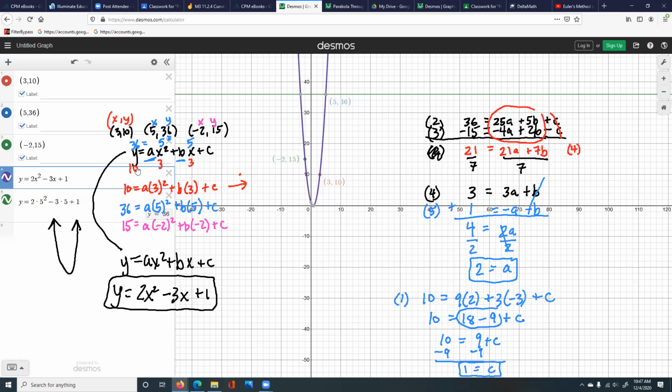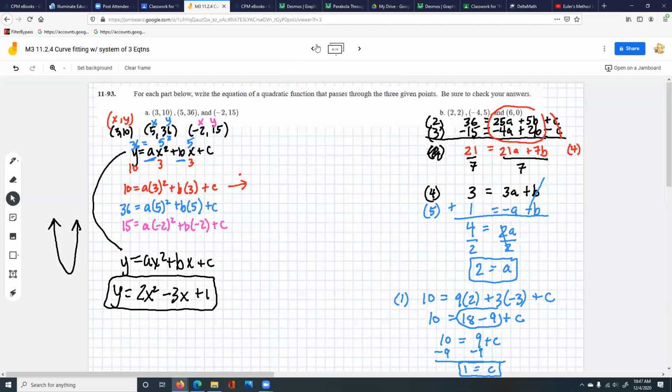Okay, one more, guys. Are we good? Can I erase the work there? Okay, I gotta erase it, so.